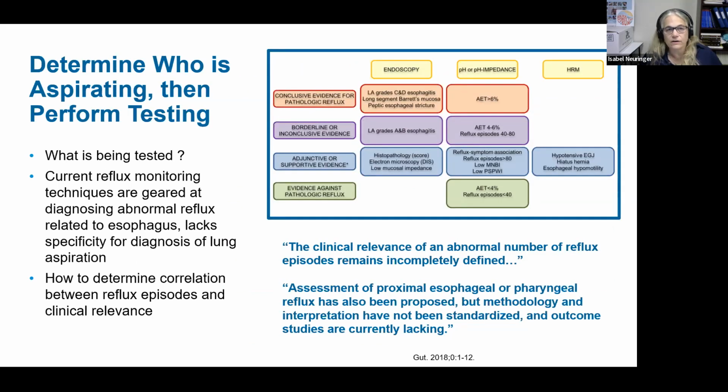A second gap in our knowledge is to determine who is aspirating and then proceed to perform testing. What is being tested? Current reflux monitoring techniques are geared at diagnosing abnormal reflux related to the esophagus, but lack specificity for diagnosis of lung aspiration. How do we determine the correlation between reflux episodes and clinical relevance? The table at right shows a degree of confidence for the diagnosis of pathologic reflux, as well as common testing procedures. We still are working to understand how many episodes of reflux correlate with a clinical manifestation.